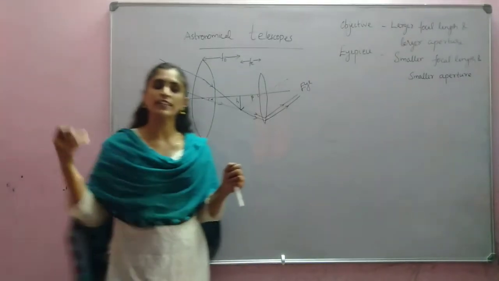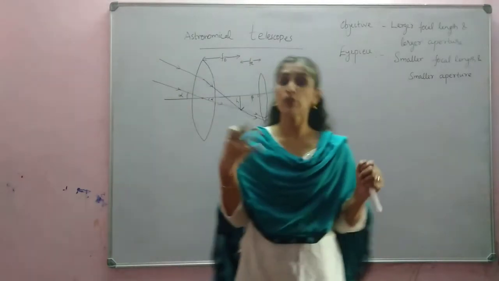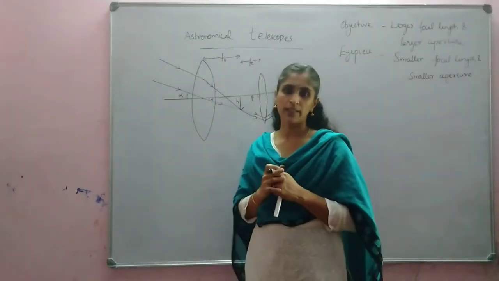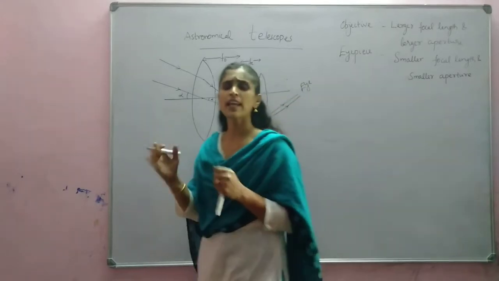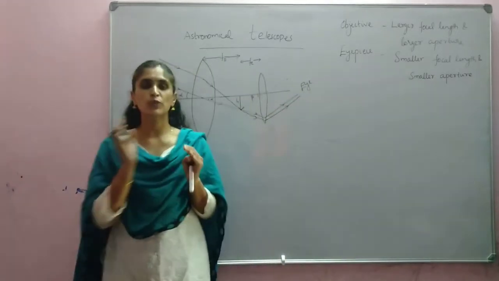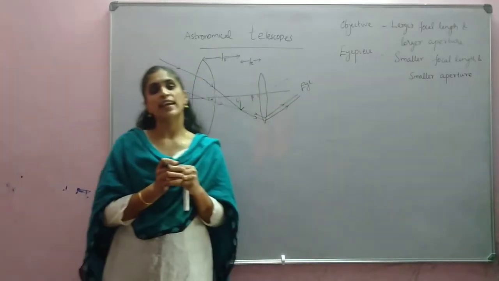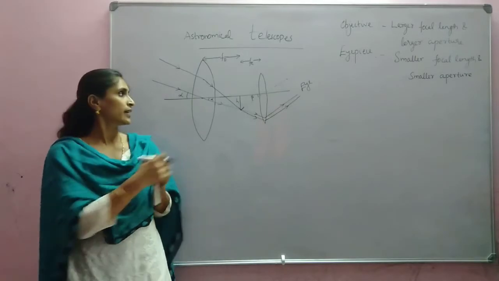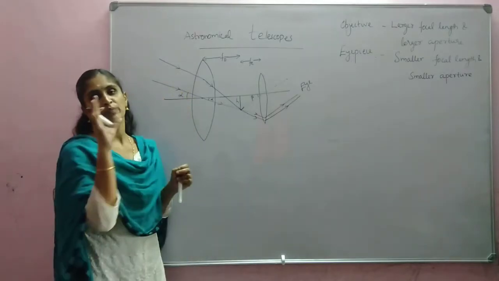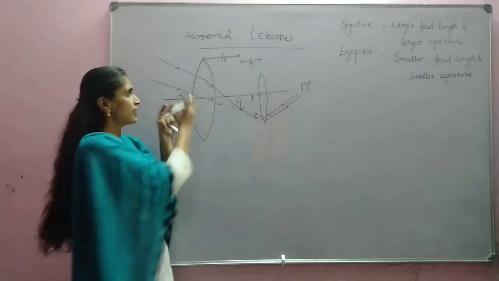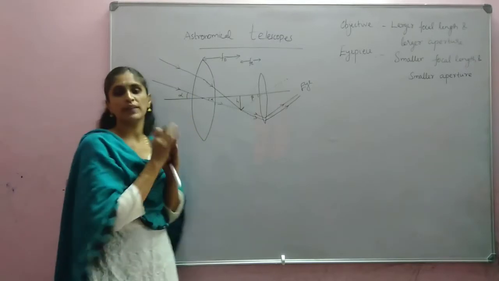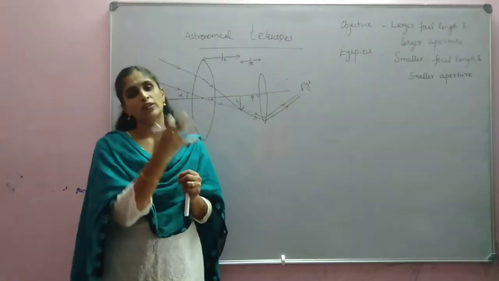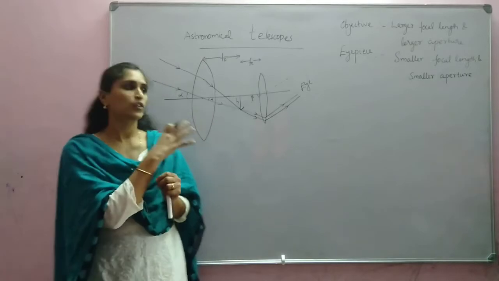Because we are viewing a distant object. When viewing a distant object, maximum light should enter the lens. If it is a larger aperture, more light can be collected, so it will have a high light gathering power. If we use a smaller lens, its light gathering power will be less. With a larger aperture lens, it can collect more light so that we can see that distant object clearly.